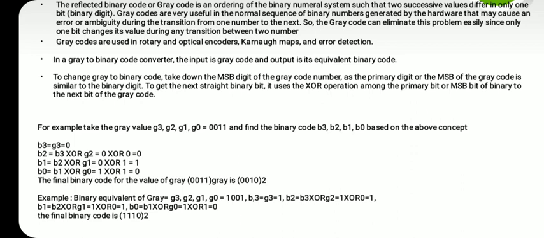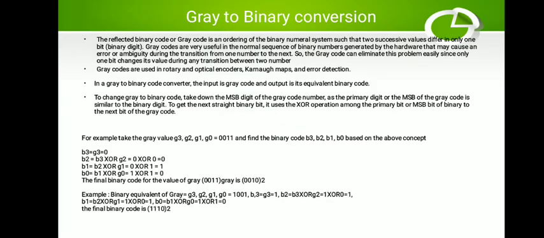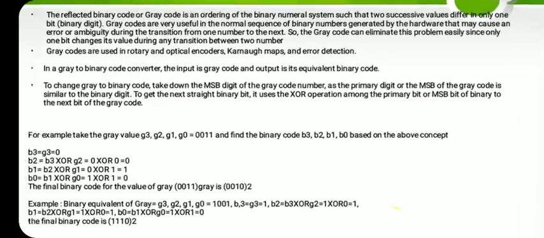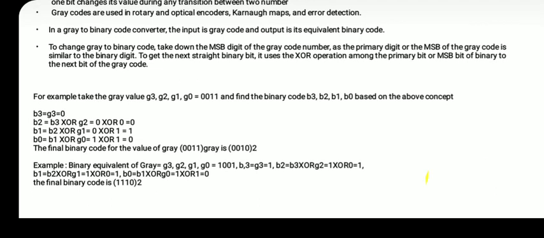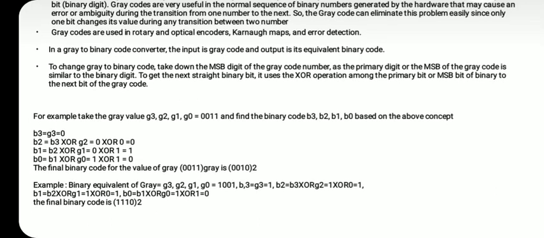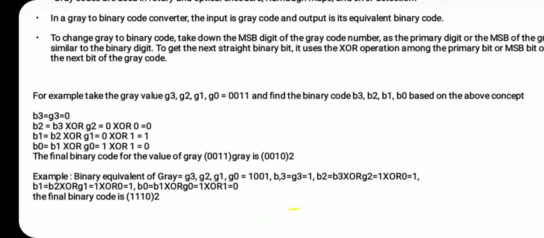So this way we'll obtain what? 0011 in gray is 0010 in binary. That is the conversion from gray to binary. Remember this. Followed? Now next, look at one more example that is shown here.